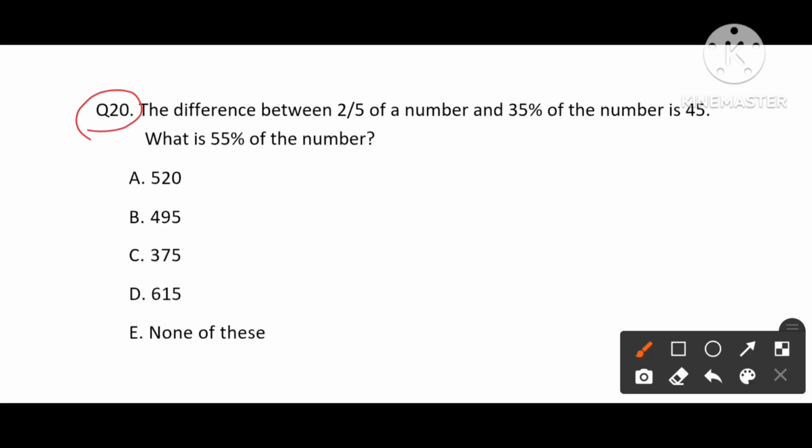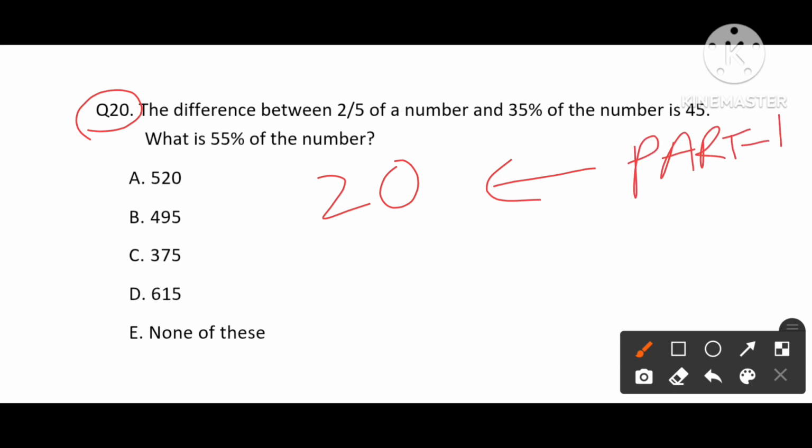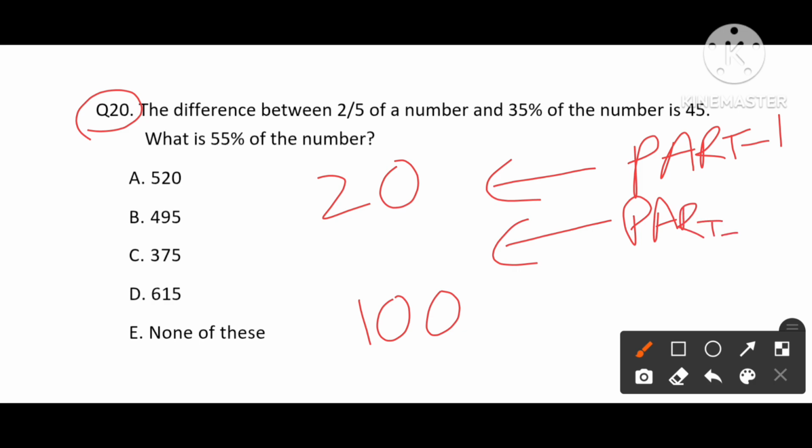By this we have completed 20 questions, and this video is part 1, and the remaining 100 questions will be completed in the remaining parts, part 2, 3, 4 and 5. In each part we'll have 20 arithmetic questions.